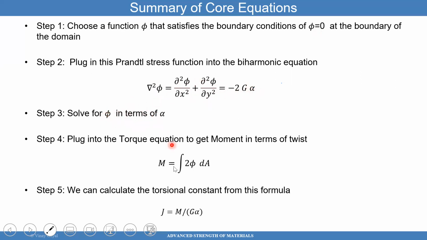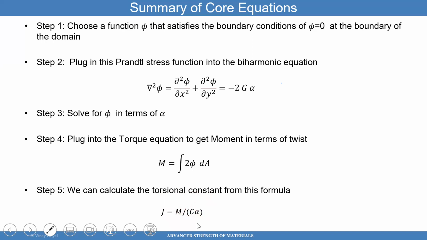Once you get phi, you plug it into the moment equation, and then you can get the moment in terms of alpha. And now that's very powerful, because if you apply torque, you know how much the structure will twist, because that gives you that formula. It tells you how much it's going to twist. Not only that, once you know this, you can actually calculate the torsional constant, J. It's the polar moment of inertia, in fact. You can find what that is as well for that cross section.